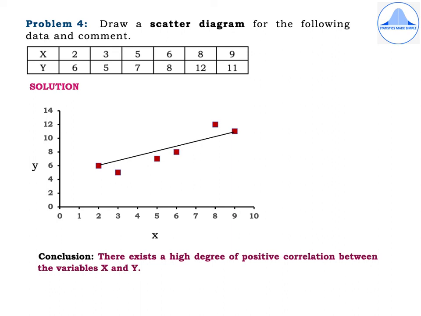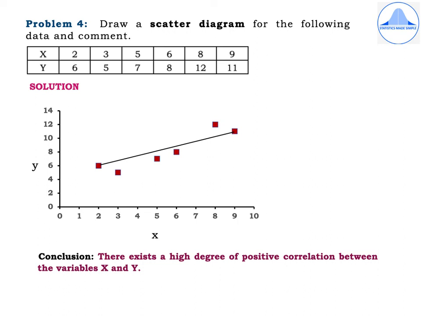Now take the first pair of observations, that is 2 and 6, and plot it on the sheet of paper. Similarly, the second pair of observations are 3 and 5. The third pair is 5 and 7. The fourth pair of observations are 6 and 8. The fifth pair is 8 and 12. And the last pair of observations are 9 and 11. Mark all these pairs of observations on the sheet of paper.